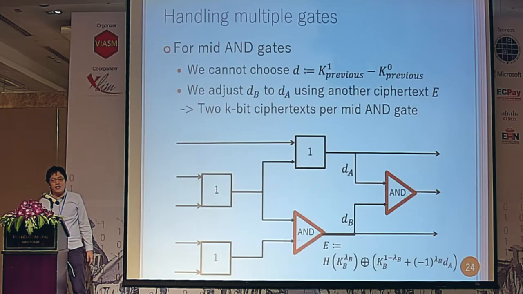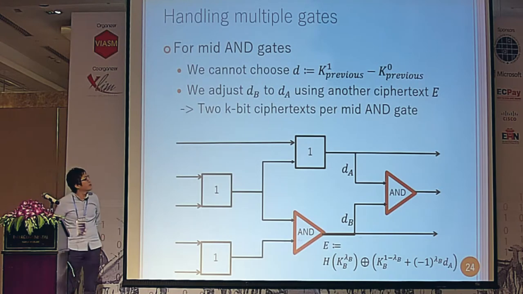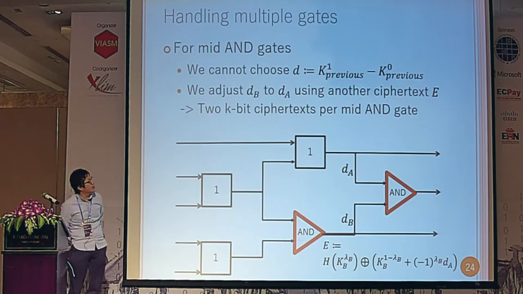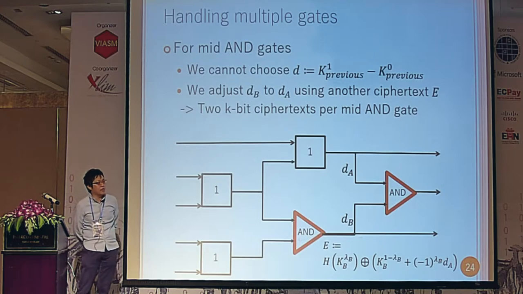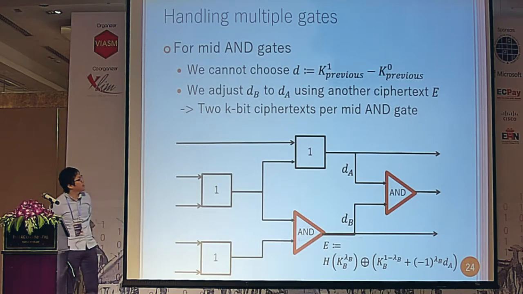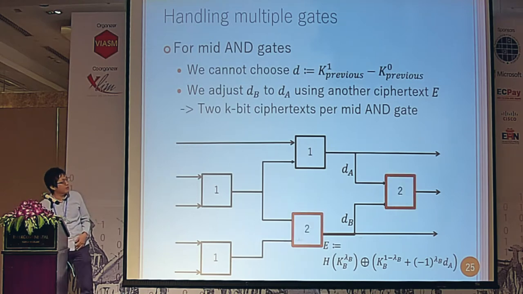For the other gates, we call them mid AND gates. We cannot choose a difference D because D is already defined as the difference of the output keys. So we have to adjust the difference from one to the other using another ciphertext E. So a mid AND gate requires 2 k-bit ciphertexts.